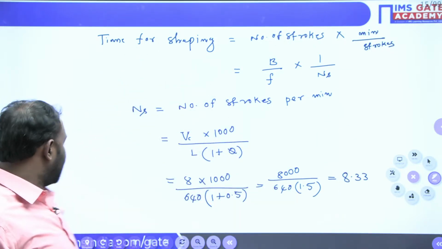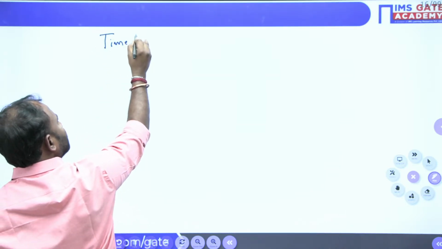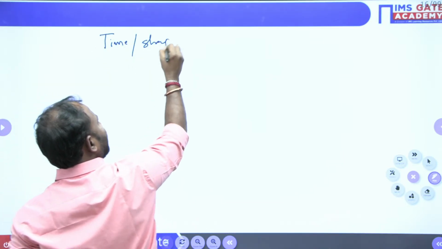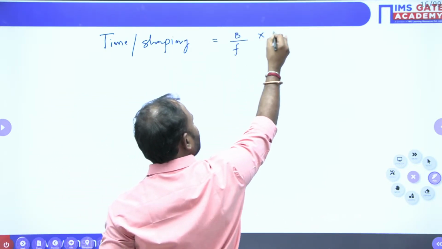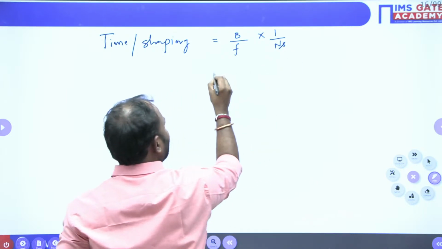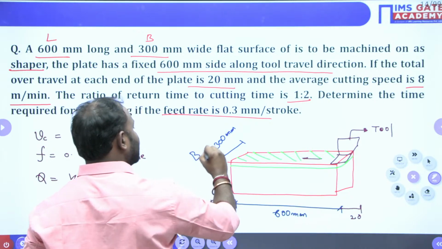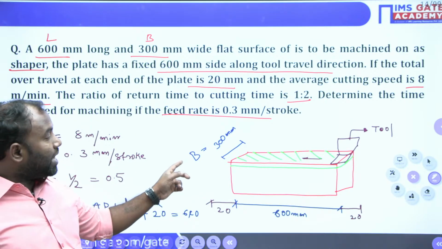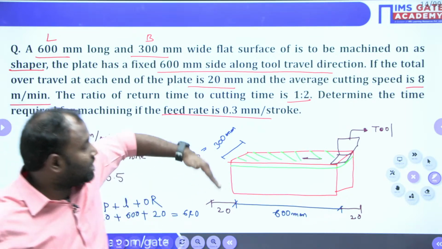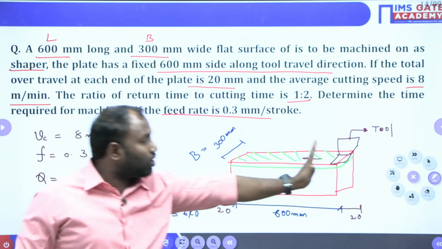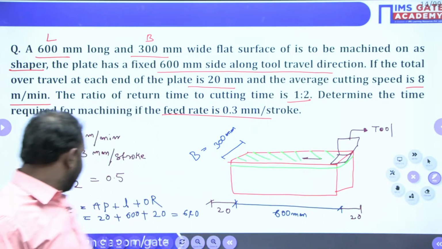Time for shaping is equal to B by F into 1/ns. Now what is B, guys? B is the width of the workpiece. Sometimes they may ask you to consider approach and overrun in the lateral direction also. That means the tool is also moving in this direction. The tool not only moves along the shaper stroke, it also moves towards the width side.